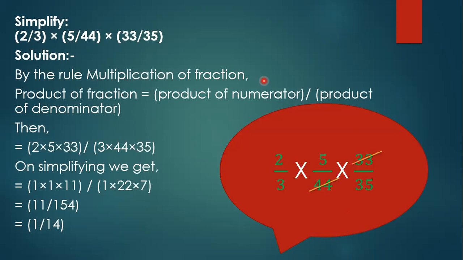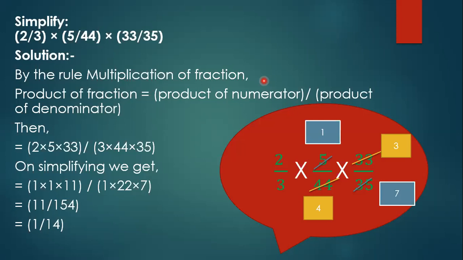I will write 44 goes in the table of 11 4 times. 33 goes in the table of 11 3 times. In 5's table, 5 comes 1 time. In 5's table, 35 comes 7 times. Okay. Again, if you see children, this 2 and this 4 can be cancelled out. In 2's table, 2 comes 1 time, 4 comes 2 times. So we would be left with 1 multiplied by 3 in the numerator, 3 multiplied by 7 multiplied by 2 in the denominator.